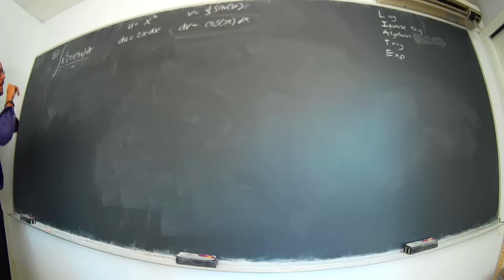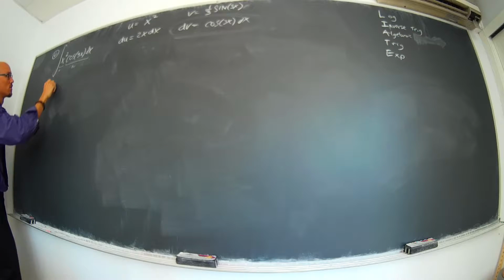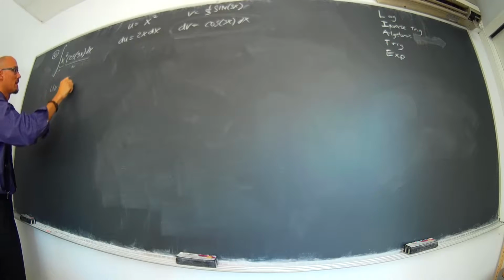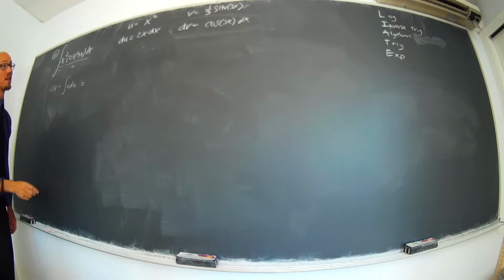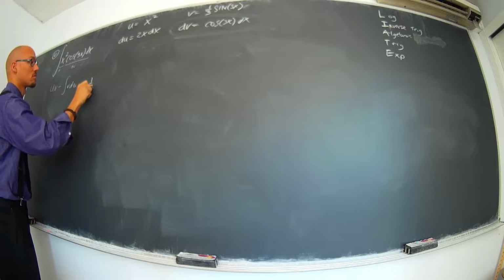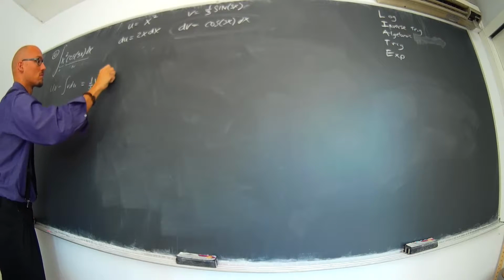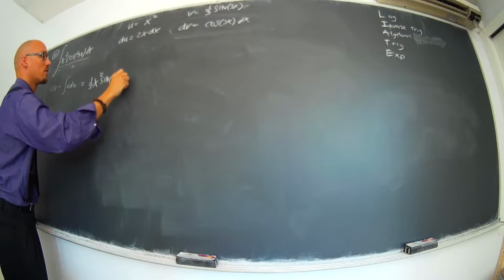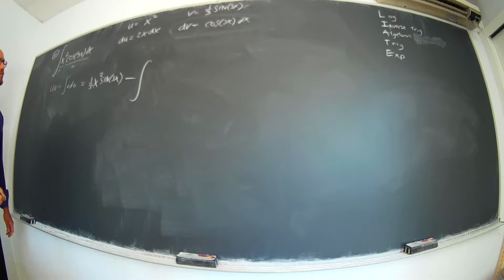All right. So the integral of u dv is equal to uv minus the integral of v du. So uv is x squared times 1/3 sine 3x, uv minus the integral of v du.